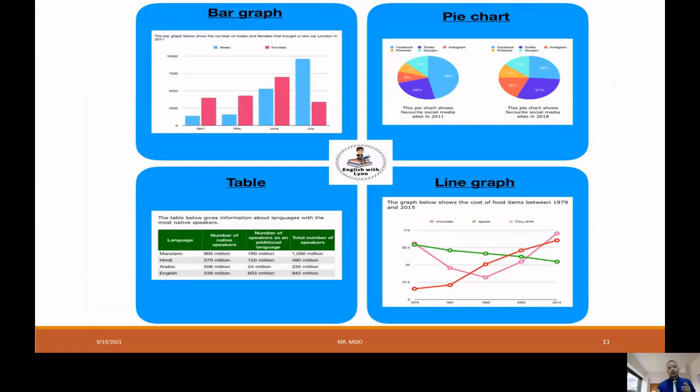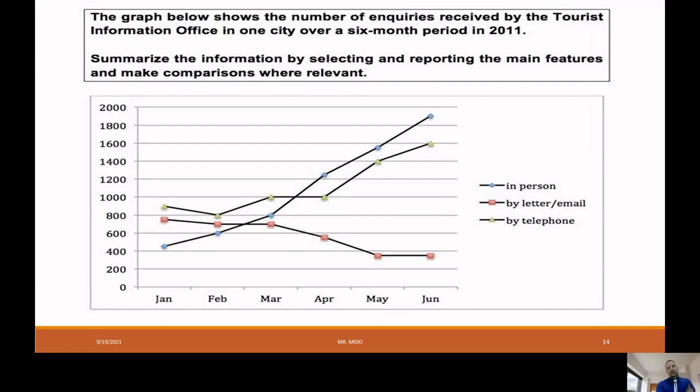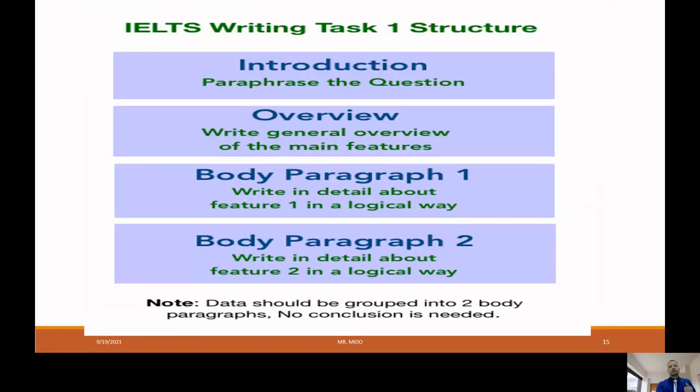Names of the graphs. Again, the shape of your question will be one of the four in front of you: graph, pie chart, table or line graph. Let's go to the question again. The graph below shows, okay, this is the question statement. Then the question is to summarize and report, selecting and reporting the main ideas or features and making comparisons. So let's see how to deal with the question.